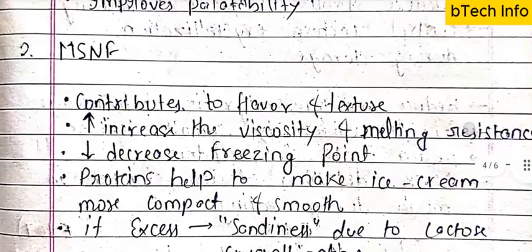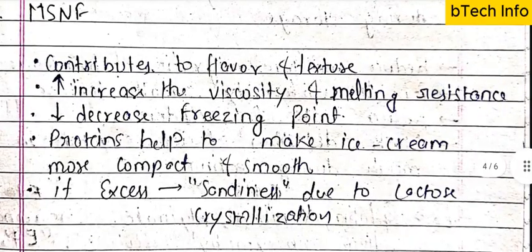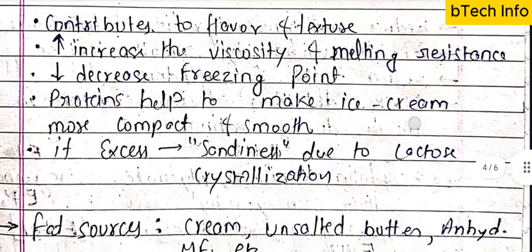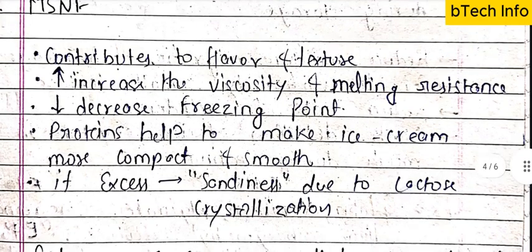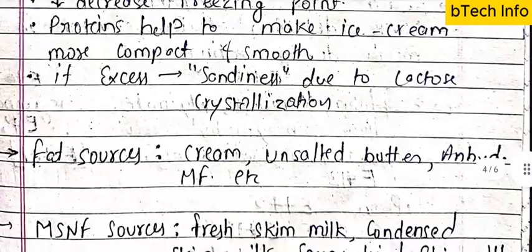Now the second constituent is milk solids not fat. It contributes to flavor and texture. It increases the viscosity and melting resistance. It decreases the freezing point. Also, the protein helps to make the ice cream more compact and smooth. And if in excess, it causes sandiness due to lactose crystallization. If the milk solids not fat are excess in amount in the ice cream, it causes the defect of sandiness due to lactose crystallization.